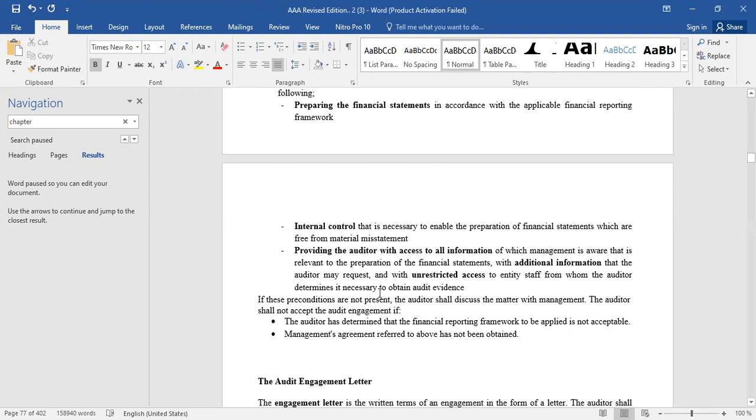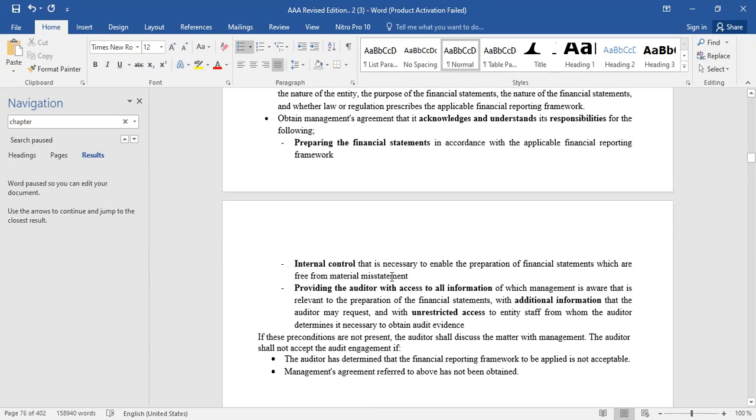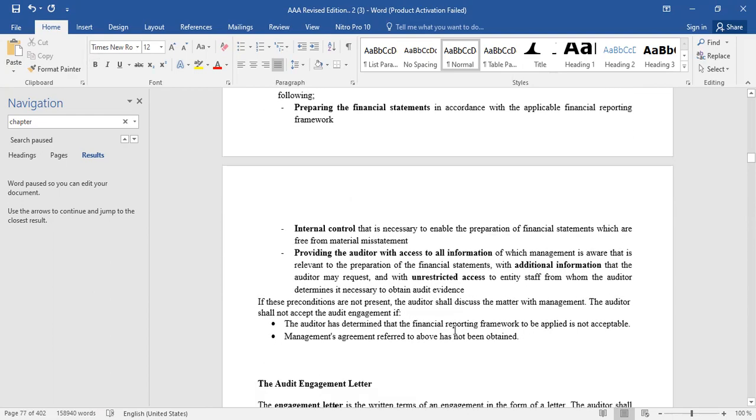Nice. Okay. So if these conditions are not present, meaning that you've tried to check before you start your audit work and these preconditions do not exist, meaning that the client doesn't understand their responsibilities, then you have to have a meeting with the client. The auditor shall discuss with the management and explain to them. If they have refused to accept, then the auditor shall not accept the audit engagement. If they don't understand and don't accept their responsibilities, then you have no option but to reject the assignment. So you need to check whether the financial reporting framework that they have used is acceptable. Then also check that they have agreed with the above terms and conditions. So that is basically repetition.